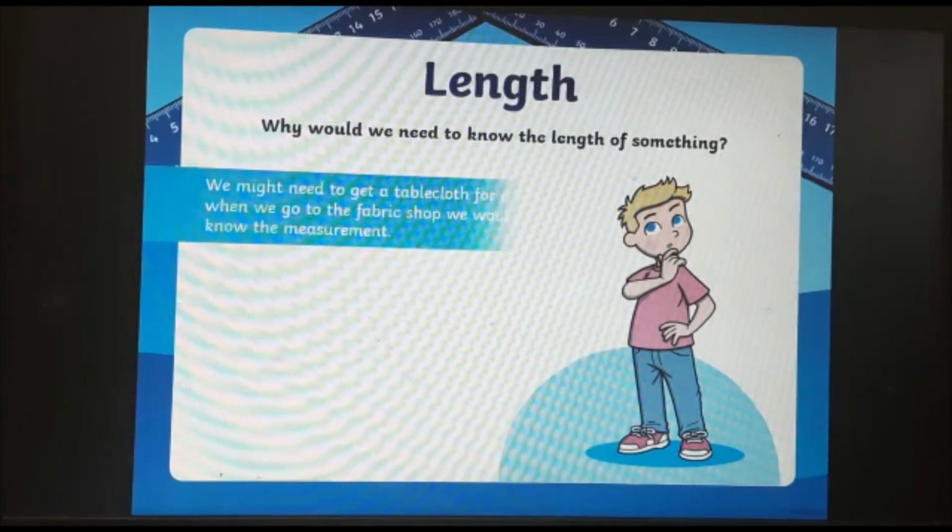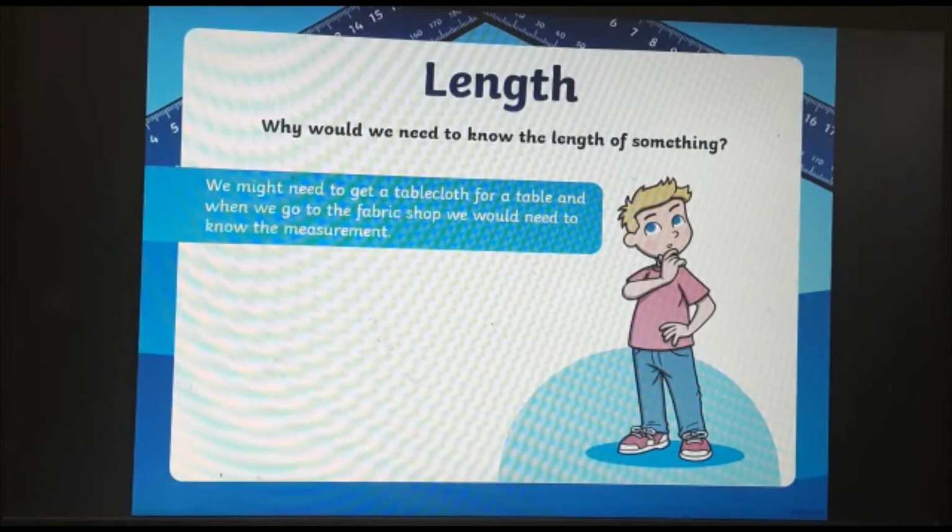What is the reason? We might need to get a tablecloth for our table, and when we go to the fabric shop, we would need to know the exact measurements because everyone has a different kind of table. The size is different, the measurement is different. What about our beds? Even the shape and sizes of our beds are different. Some people have a queen bed, some people have a king size bed, some people have a square bed, some people have a round bed. Because the size is different for everything, we need some measurement that we can only get if we measure the length of an object.